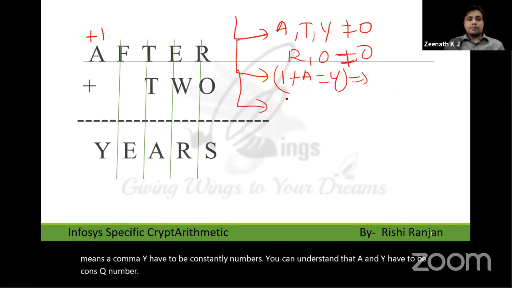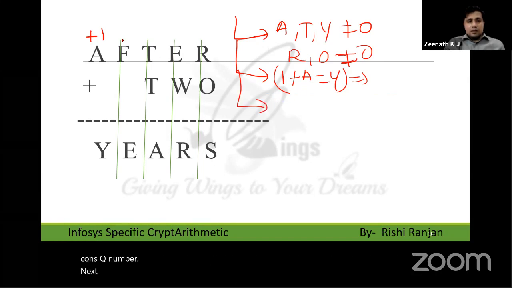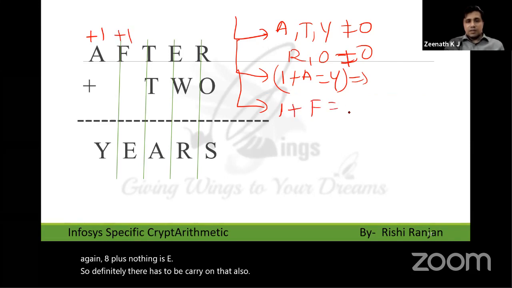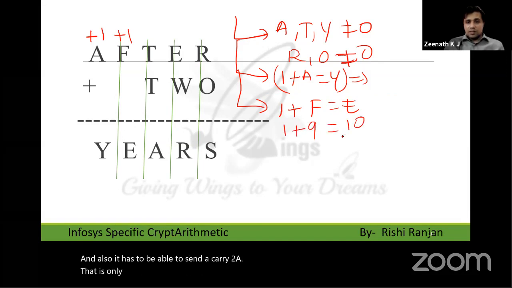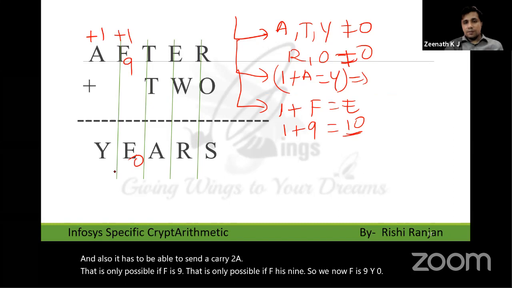Next. Again, F plus nothing is E. So definitely there has to be a carry on that also. So you can say 1 plus F is equal to E. And also it has to be able to send a carry to A. That is only possible if F is 9. So we know now F is 9, E is 0. Okay, this much we know.